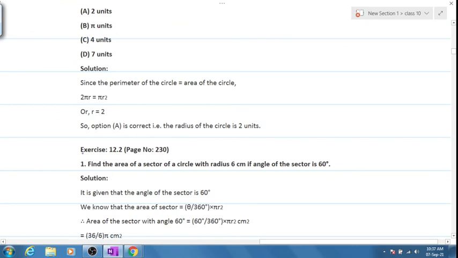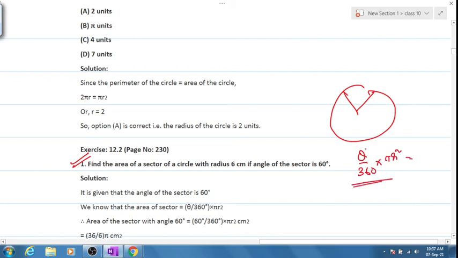Now I'll give a basic introduction for your area of sector. Before starting area of sector, you should know that theta by 360 into pi r square happens to be the formula of area of sector. Now this theta can be anything. Theta is equal to 120, this has been removed from the syllabus. Clear? So we will be dealing only with 90, 30 and so on, but will not be going to 120 and above. Is it clear?